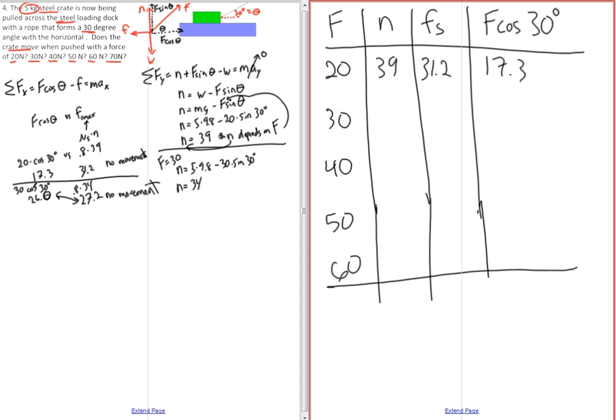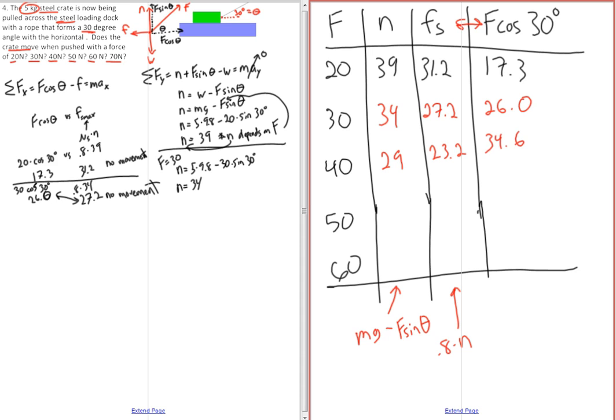So plug in those first numbers. This was just the normal force that we calculated first off right there. Then the static friction force of 31.2, and the F cosine theta, the horizontal part of what we're pulling, is 17.3. So obviously right there, those two, no movement. We plug it in for 30, still you have 34 for the normal, 27.2, 26, we saw that still wasn't. Now, like I said, this is what we're comparing.